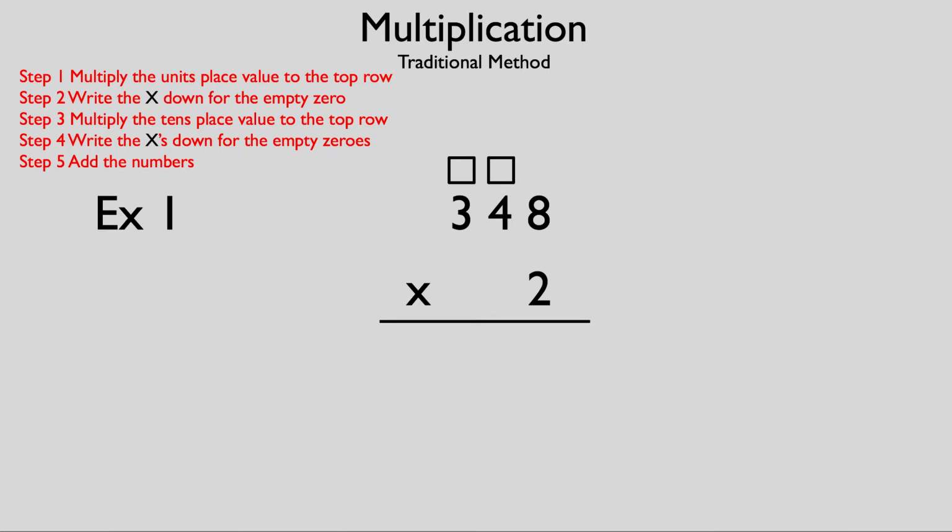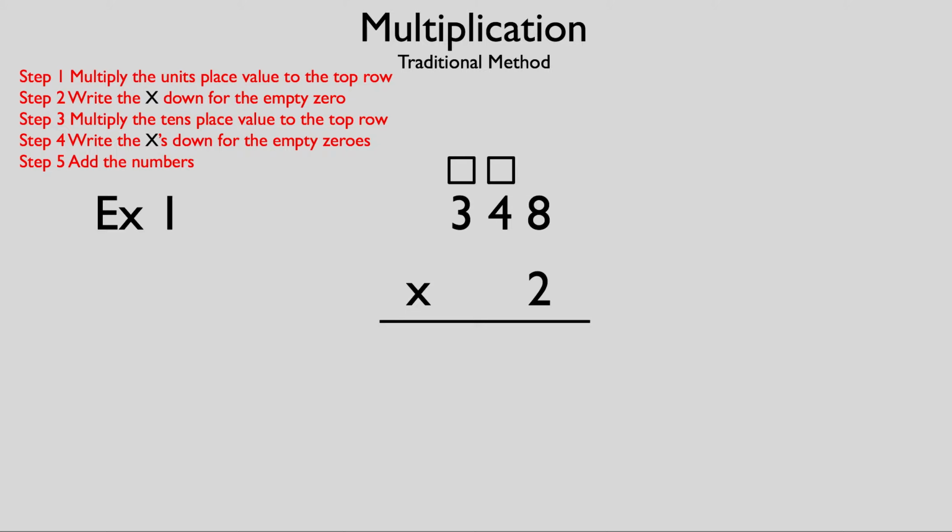Step 1, multiply the units place value to the top row, and then put an X if you have to continue with the tens place value, and then another one if you have to continue with the hundreds place value. Now, if you don't understand the steps right now, follow the examples and you hopefully will.